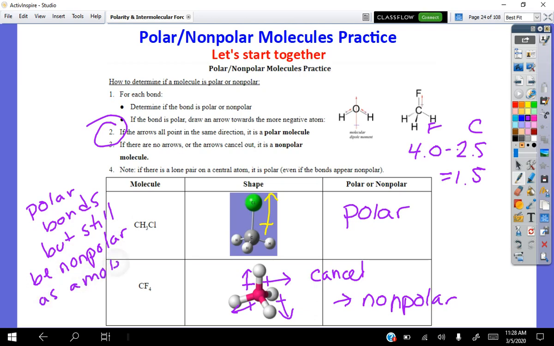So polar bonds are not always a sign that we are going to be polar. What is always a sign that we're going to be polar is if you've got a lone pair on the center atom.